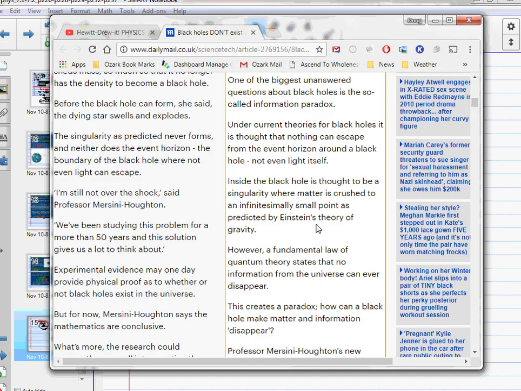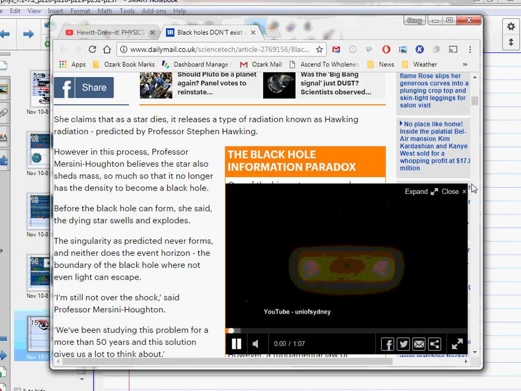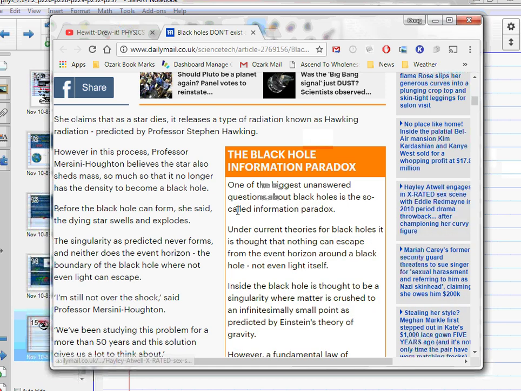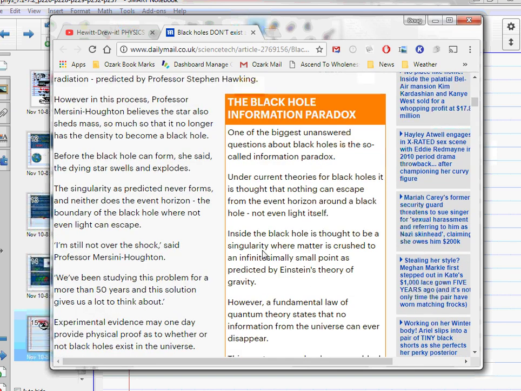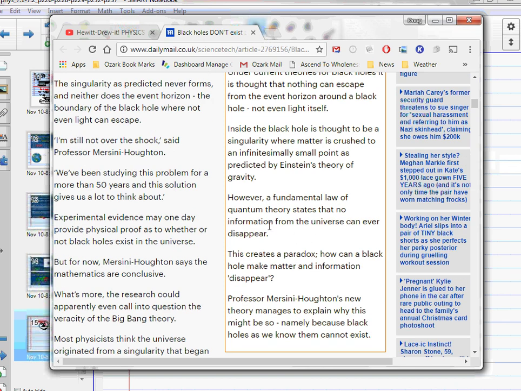So right here is just a little synopsis. The biggest unanswered question about black holes is the so-called information paradox. Under current theories for black holes, it is thought that nothing can escape from the event horizon around a black hole, not even light itself. Inside the black hole is thought to be a singularity, one little spot that's extremely massive, where matter is crushed to an infinitesimally small point as predicted by Einstein's theory of gravity. However, a fundamental law of quantum theory states that no information from the universe can ever disappear. So this creates a paradox.